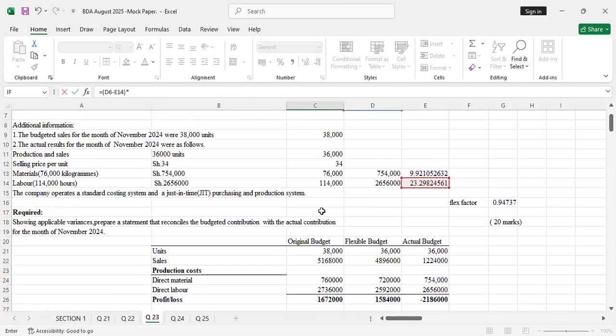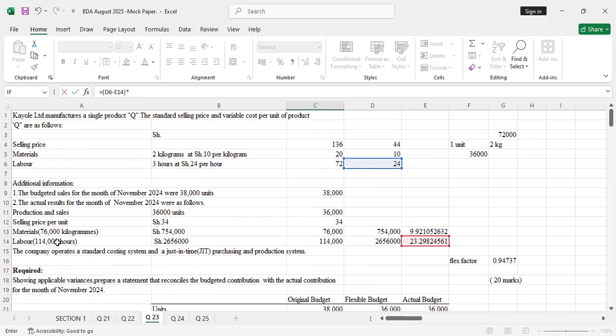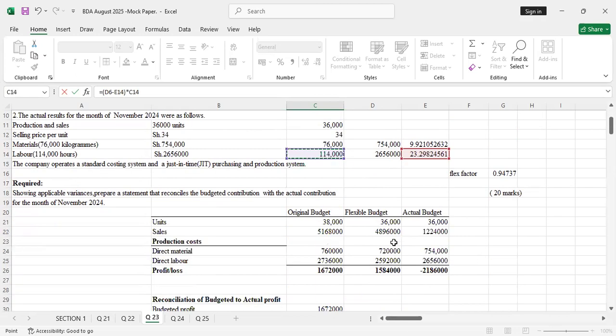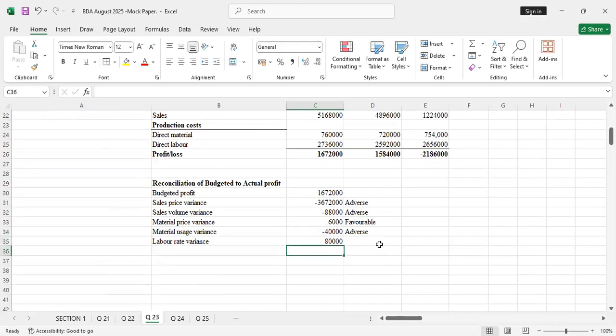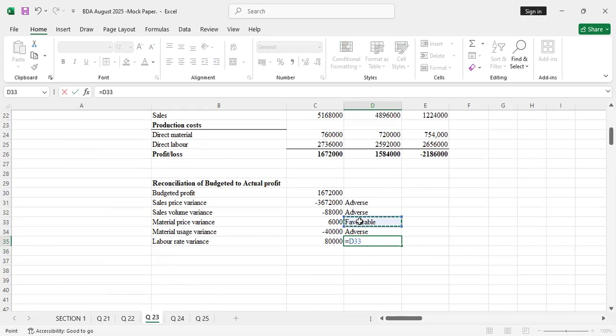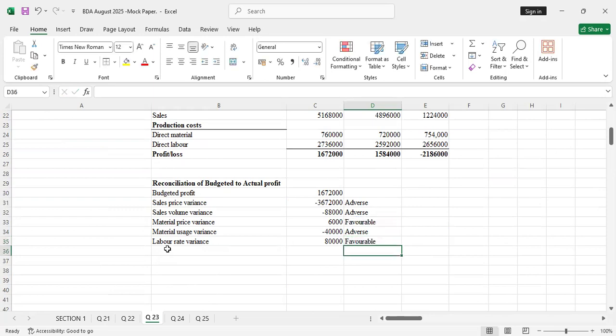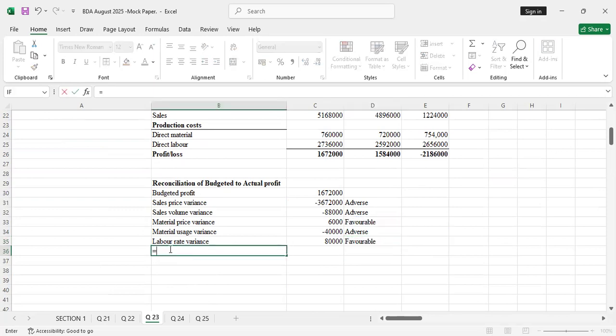So it makes your work easier. Where's that 114? Just multiply, click that and enter. Once you enter, you can see 88,000 and it's positive. So that's favorable, and you can say here favorable. Then we go to the next variance, which is the labor efficiency variance.